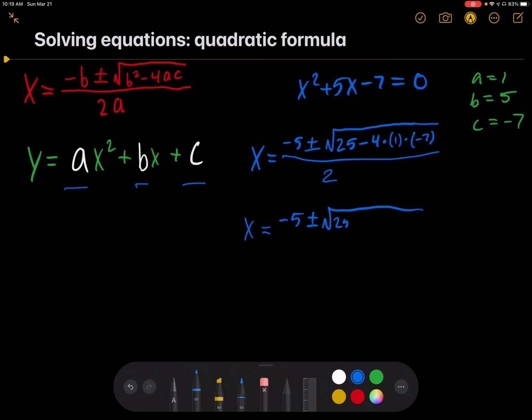So we're still going to have 25, but you wouldn't do 25 minus 4. You would do 25 minus all of that, which is 4 times 1 times negative 7, which is the same as just 4 times 7. So it's going to be 28. And don't forget that you've got a negative times a negative, so that's going to give us a positive. So in the end, we're going to have 25 plus 28, and that's still all over 2.